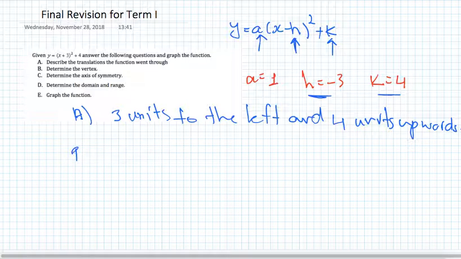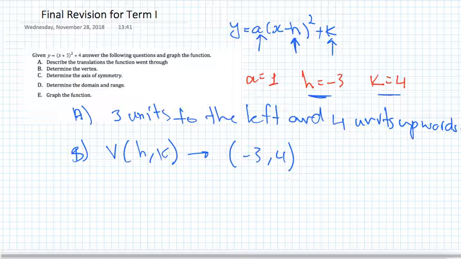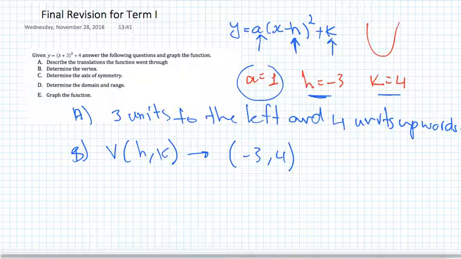Question B, they want to determine the vertex. So the vertex, easily, it's h and k. So we can write it as minus 3 and 4. The vertex, as you know, is either the maximum point or the minimum point of your graph. And of course, in this case, it's a minimum point because A is positive. That means the graph is looking upwards. So this graph looks something like that. So the vertex is a minimum point, which is minus 3 and 4. Still, we did not graph.